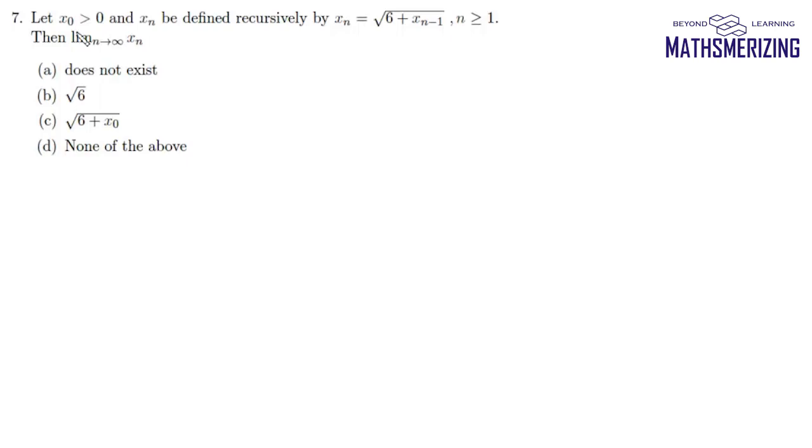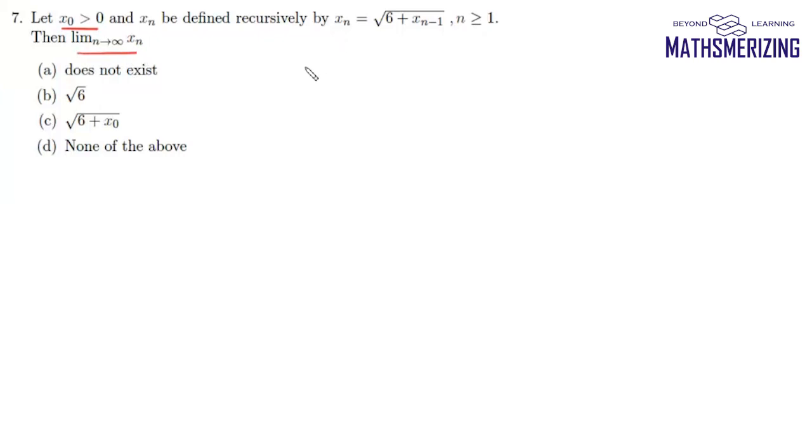Now question number 7 is, let x₀ be greater than 0 and xₙ be defined recursively by xₙ equals under root of 6 plus xₙ₋₁, where n is greater than or equal to 1. Then the limit as n tends to infinity of xₙ is?